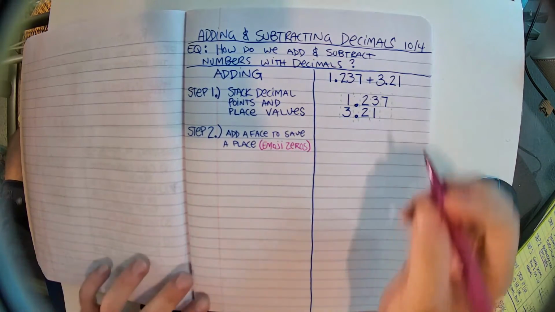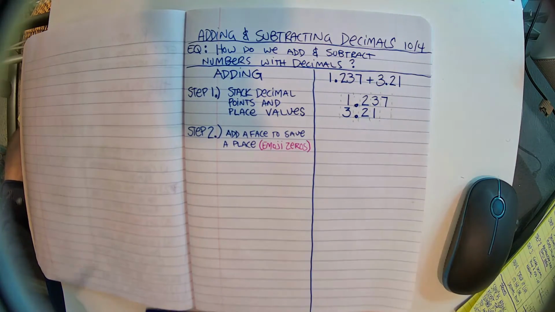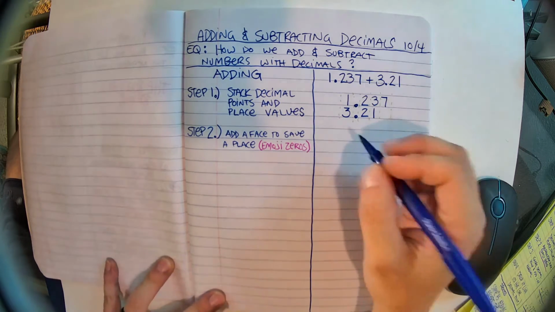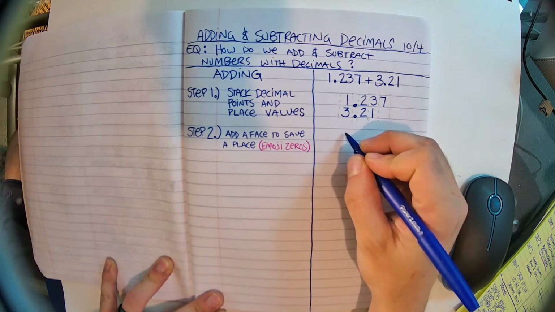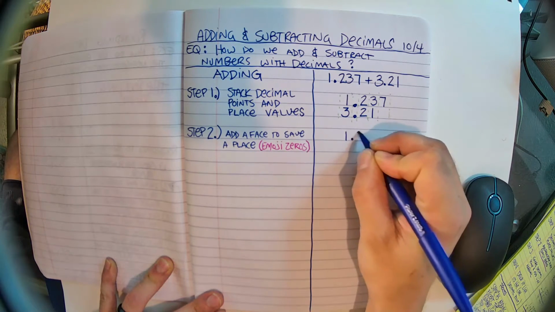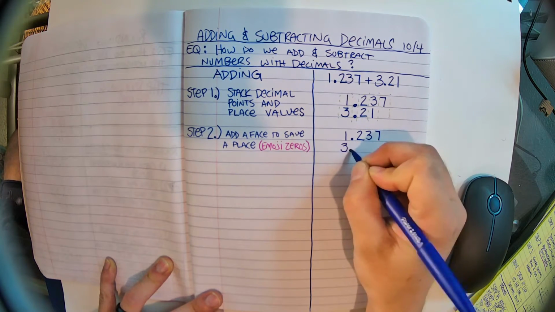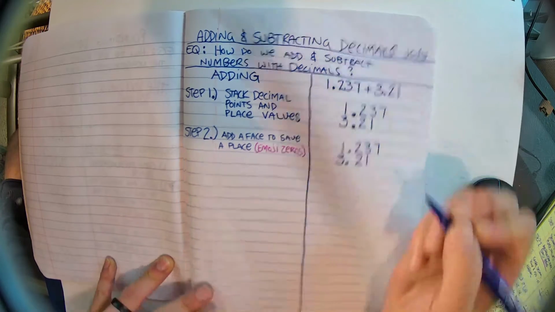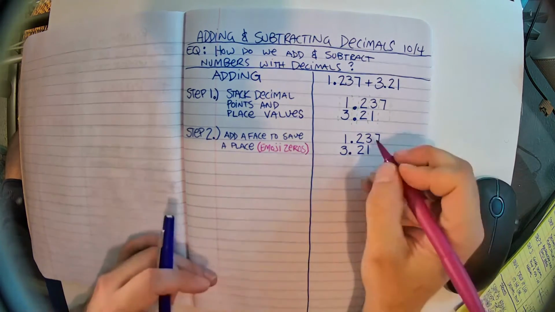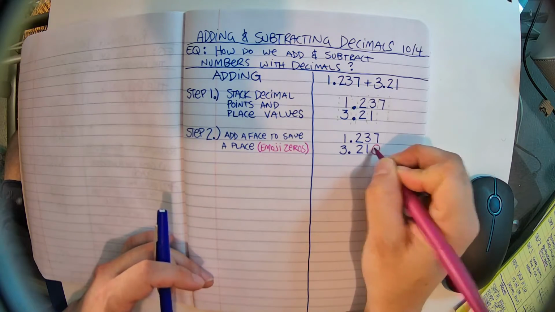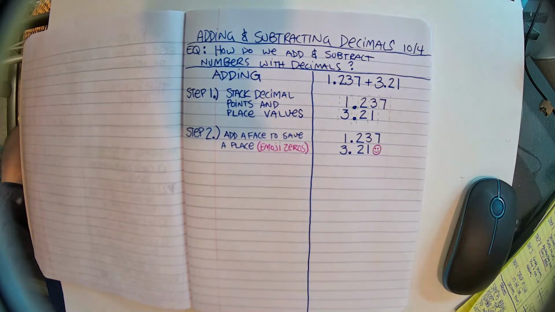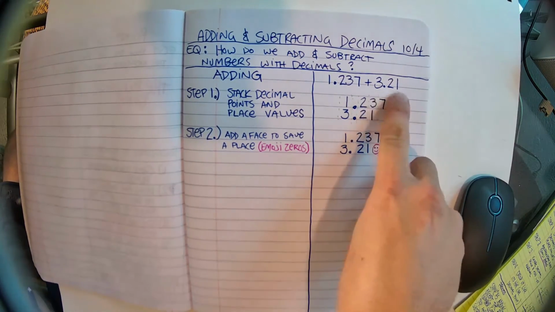All right, so we're going to add faces to save places. So this is step two. And remember, the reason why we do this is because sometimes we don't have the same amount of places in both numbers, so we want to make it easier to look at. The best way to do that is draw yourself a zero and make sure you put it in there, because our original number is 3 and 21 hundredths.